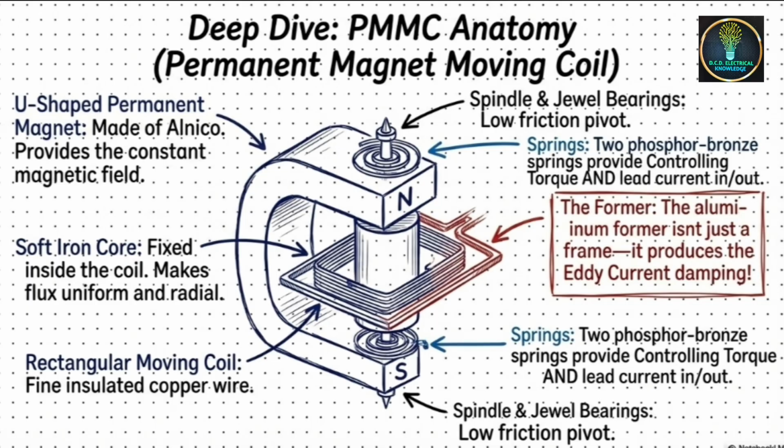The aluminium former is not just a frame, but it produces the eddy current damping. Two phosphor bronze springs provide controlling torque and lead the current in or out. Spindle and jewel bearing, low friction pivot.